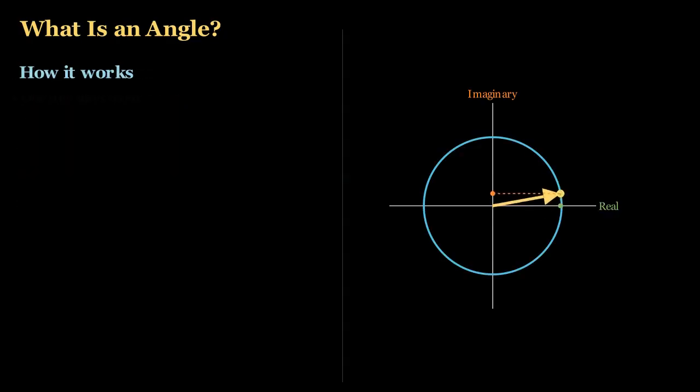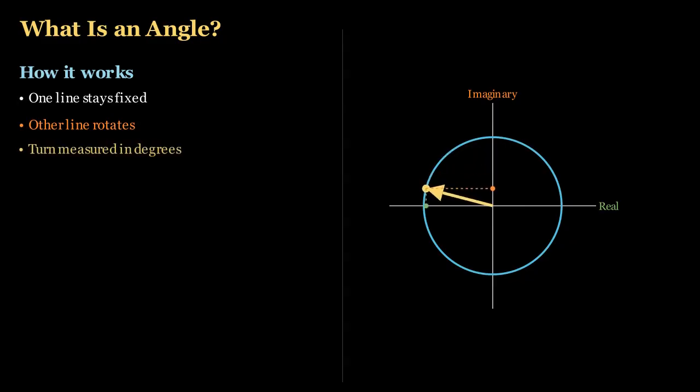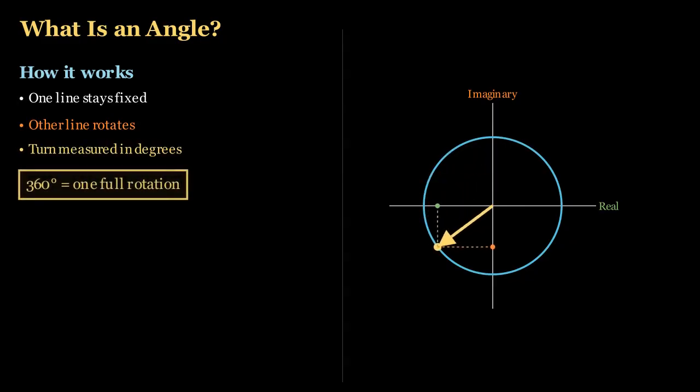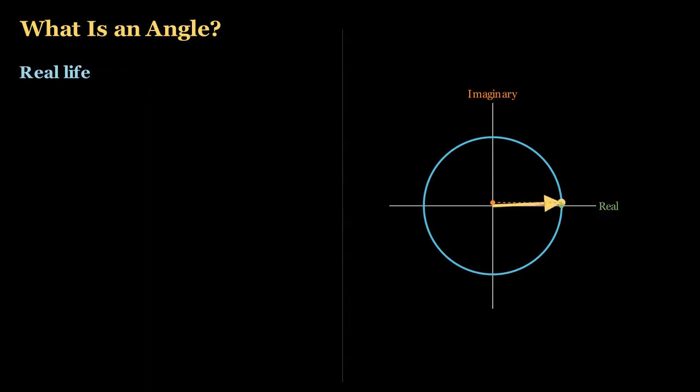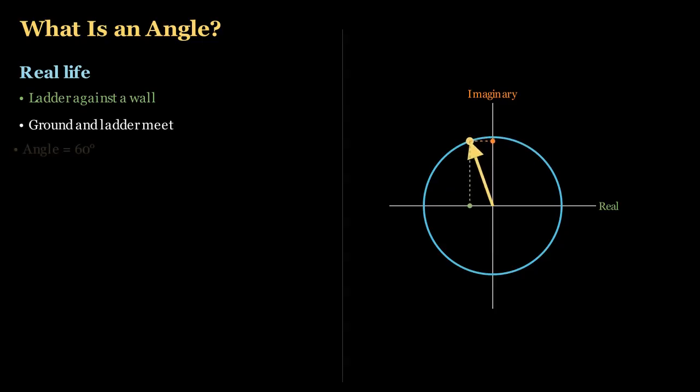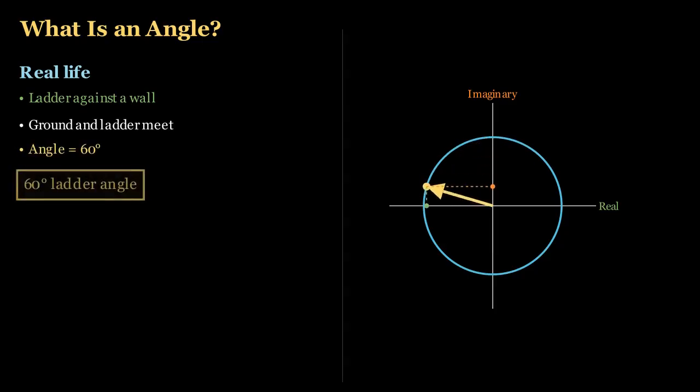Picture a door. One edge stays fixed to the frame, that's our starting line. The door itself swings out, rotating around the hinge. The angle is how far that moving line has turned from the fixed one. We measure that turn. A ladder leans on a wall, making a right triangle with the ground. The angle between the ground and the ladder is the turn from the flat ground up to the ladder.